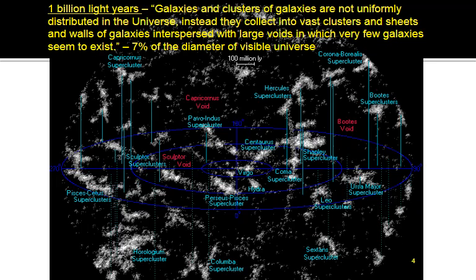As we keep zooming out, we get to 1 billion light years. Again, it's just kind of staggering to think about this. Galaxies and clusters of galaxies are not uniformly distributed. There are sheets and walls that you can see here, and this is 77% of the visible universe, what we can see. So we're here, in the middle. Virgo is listed here, and you can see all these different superclusters scattered around.